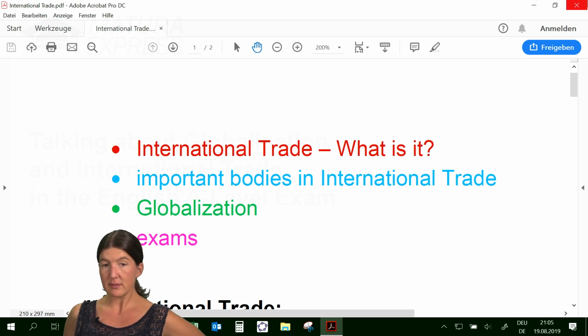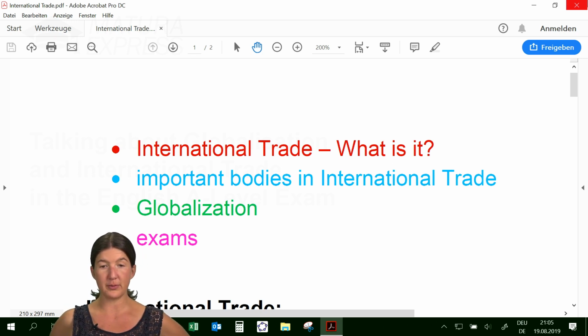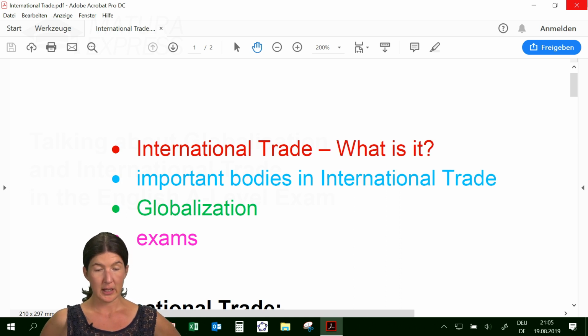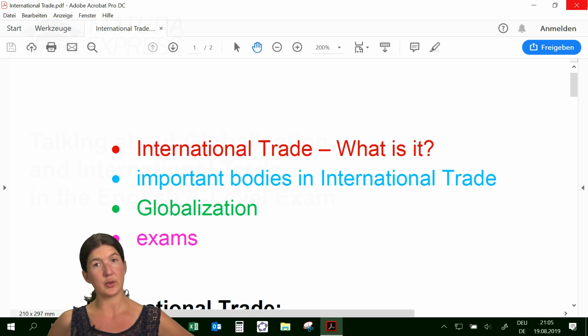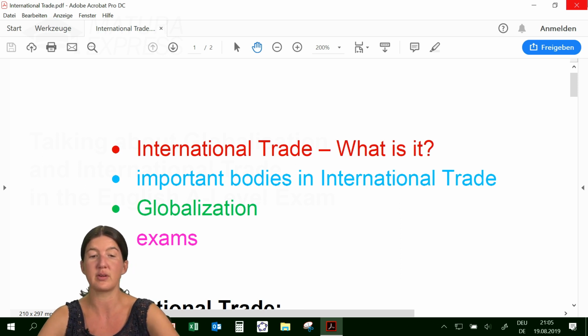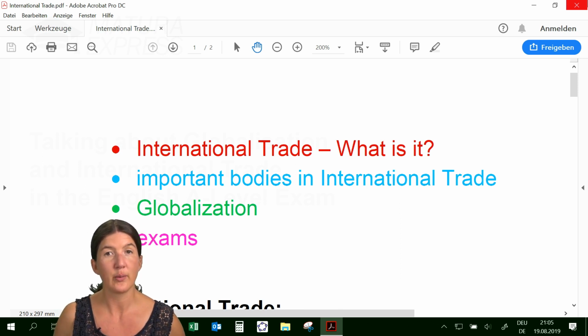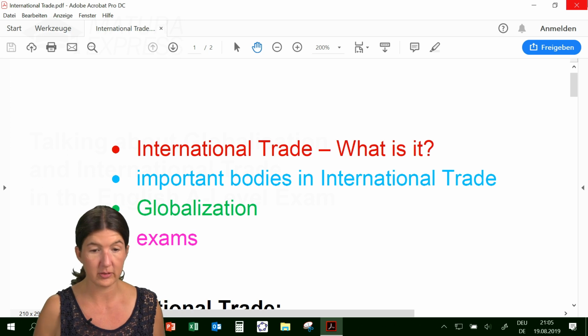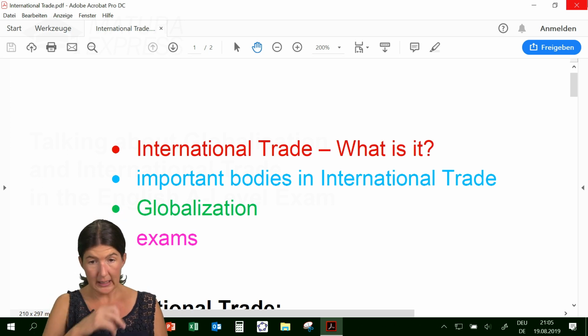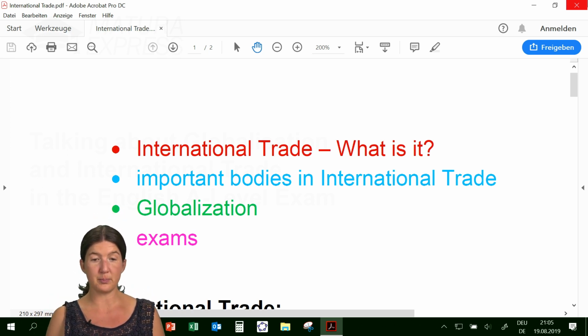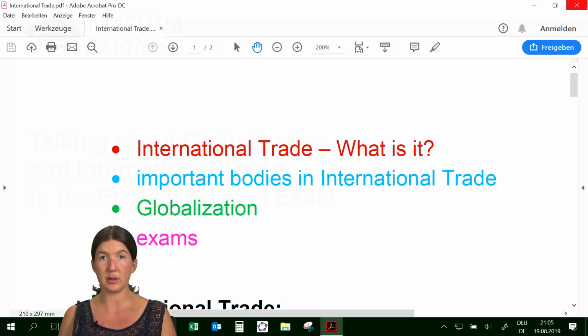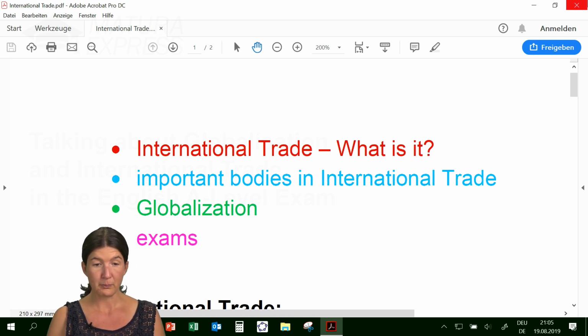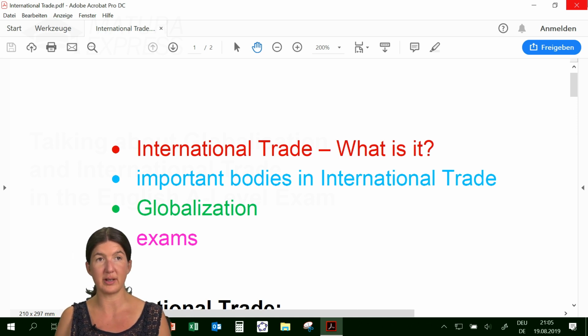The plan is as follows. I will briefly talk you through some definitions of what international trade is. There is more than one definition out there, of course. A good old Google search will give you all the information you need. I will talk about some important bodies in international trade, mainly the World Trade Organization, because that's the biggest one. All the others are sort of, well, sub-organizations.